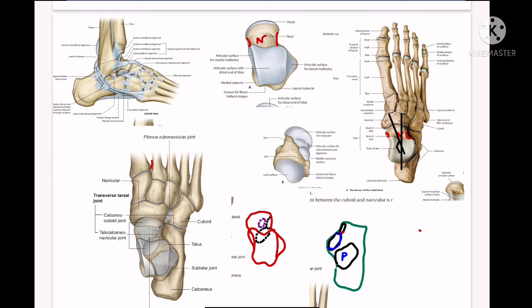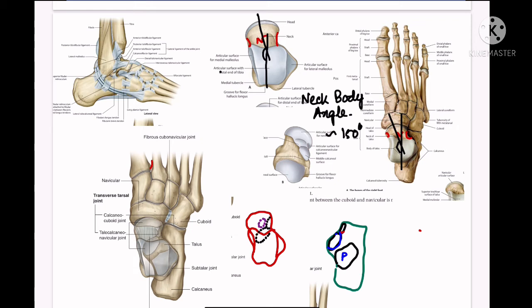So once again, the long axis through the head and neck of the talus makes an angle with the long axis of the body of the talus. That is called the neck body angle. It measures approximately 150 degrees.